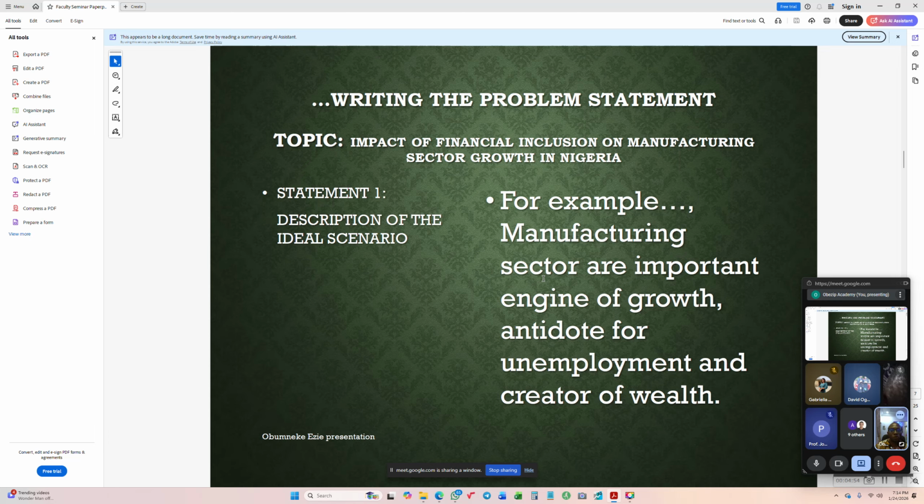Okay, great. So this is the ideal scenario that we expect the manufacturing sector to perform, right? Remember, we said a statement of problem contains three major vital components. The first one is to describe the ideal scenario. So we expect the manufacturing sector to be an engine of growth, an antidote for unemployment, and a creator of wealth.